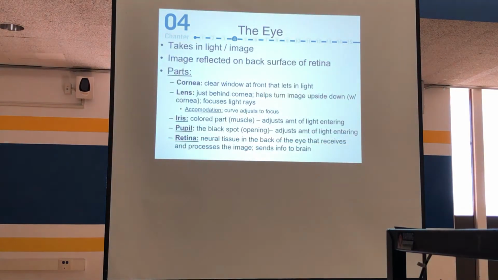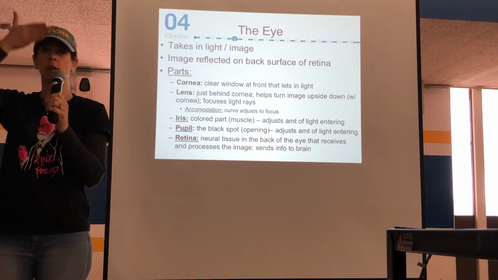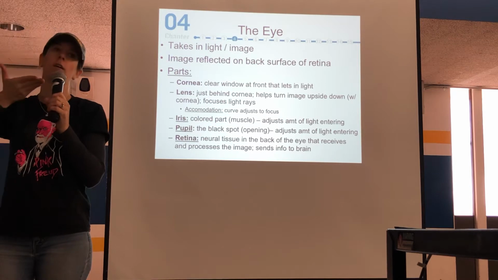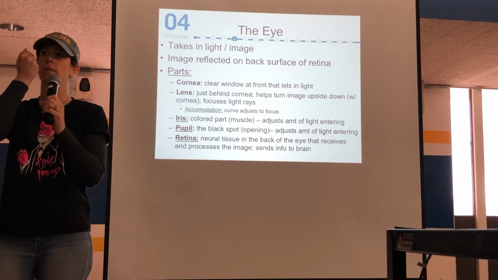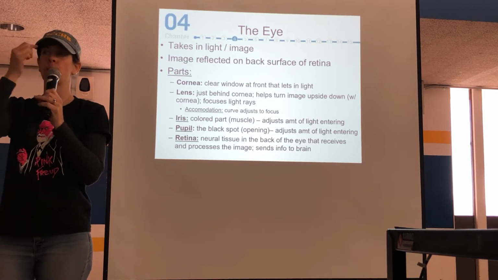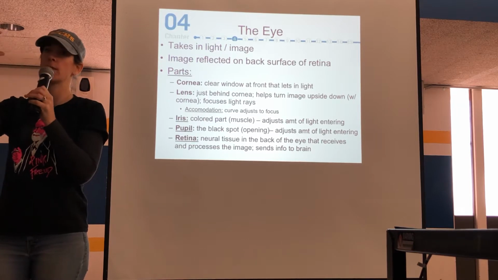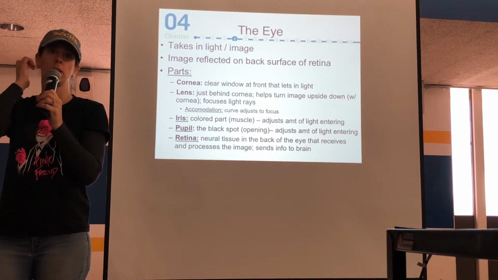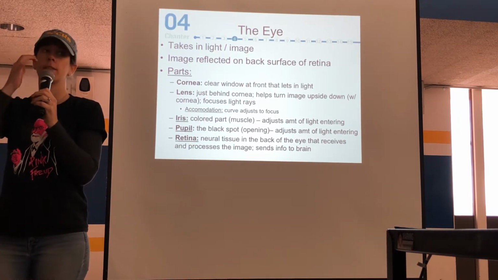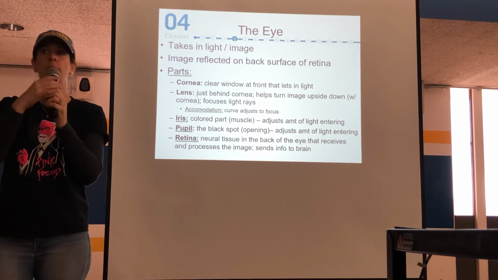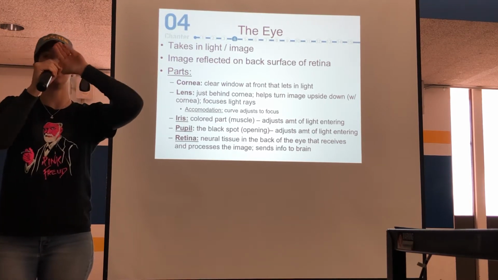Okay, the eye. First, light enters through the clear window. Cornea. Cornea, good. Then it goes in through the hole. Pupil. What opens and closes it? Iris. So the iris is actually a muscle, and it's the colored part of your eye. Good.